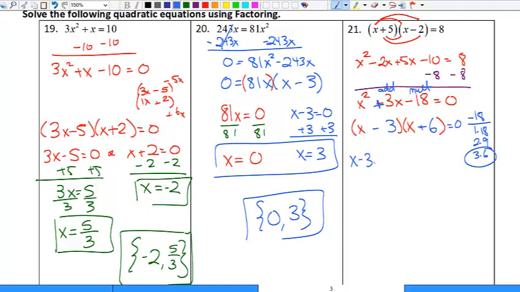So I set x minus 3 equal to 0, x plus 6 equal to 0. I can solve each of these, which gets me x is equal to 3 and x is equal to negative 6.